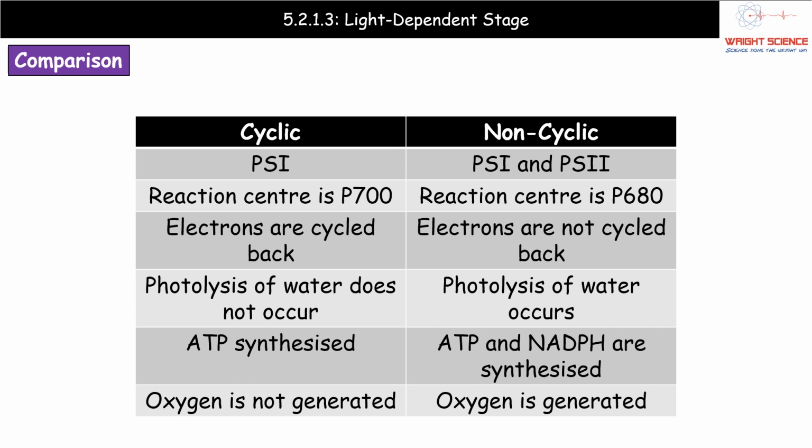Cyclic, as the name suggests, electrons are cycled back to where they began, whereas the non-cyclic, the electrons do not cycle back. They end up in a different place to where they started. Cyclic does not have any photolysis of water, whereas the non-cyclic does. We generate ATP in both, but in our non-cyclic we also get reduced NADP or NADPH. We do not generate oxygen in cyclic, but we do in non-cyclic. So I'd suggest that what you do is get those key facts sorted in your head first of all, and then go on to actually get those individual stages, particularly of the non-cyclic photophosphorylation, straight in your mind so you can explain what is happening at those different parts.